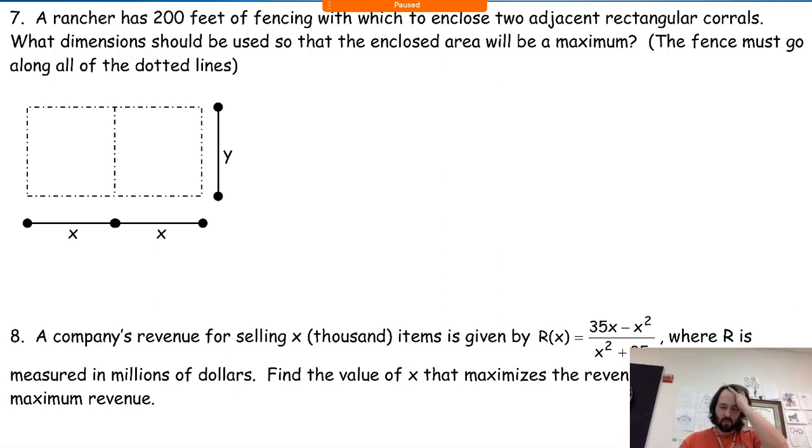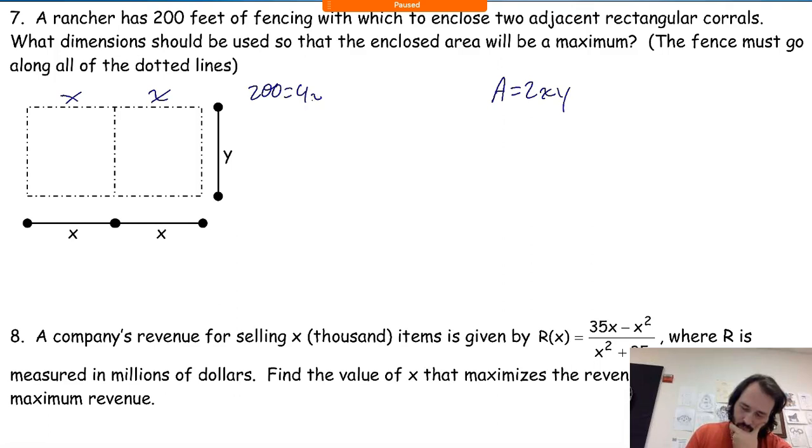Okay. A rancher has 200 feet of fence with which to enclose 2 adjacent rectangular corrals. What dimensions should be used such that the area enclosed will be a maximum? So the area is 2x times y. And he has 200 feet, which means x times 4 plus 1, 2, 3 times y is kind of my relationship between x and y. Is there a better one to do? I don't think so. No, they're both going to be non-divisible. So I'm going to do 200 minus 4x over 3 is equal to y.